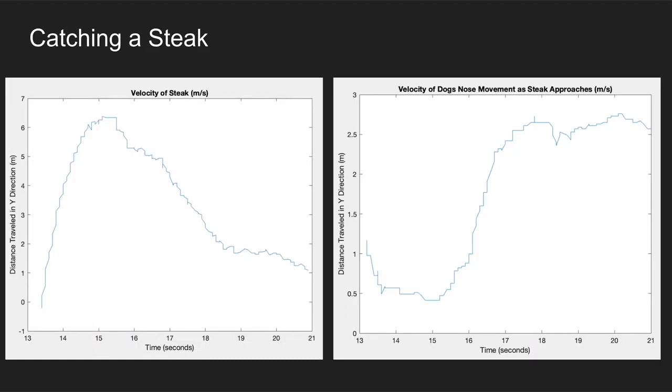When we first plotted the points the tracker recorded of the steak flying through the air and the points we observed of Fritz's nose, we got these graphs.